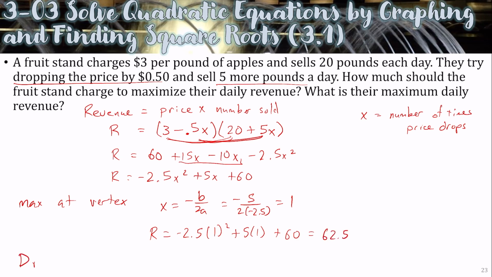So what should we do? We should drop the price once and charge. It was $3, but I dropped it by 50 cents, so $2.50 to get revenue of 62.5, $62.50.